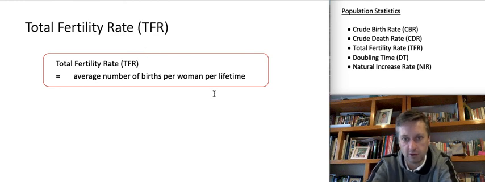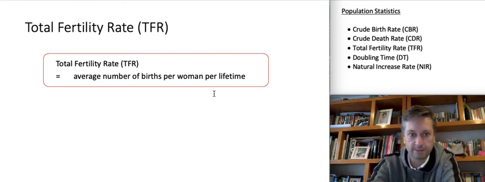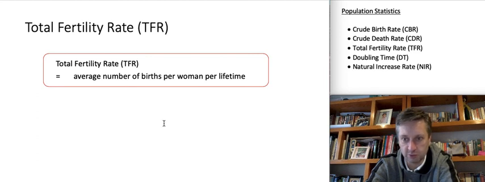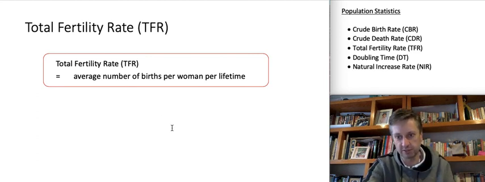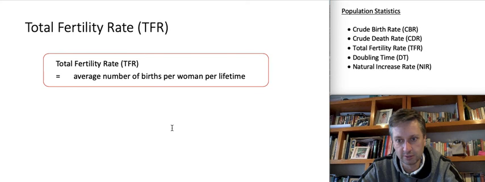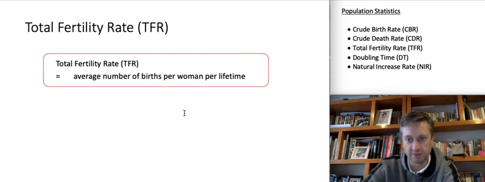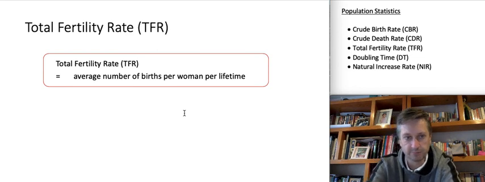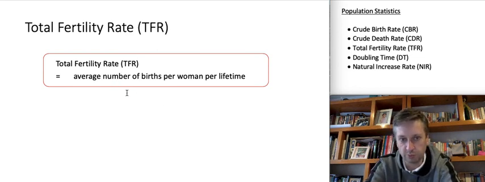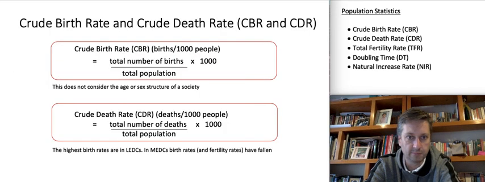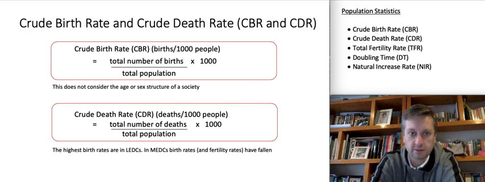Obviously, I'm not suggesting that a woman has more than one lifetime, but it's just to make the point that you could talk about fertility rate of specific age groups, specifically of women. In this case, we're talking about whole lifetime fertility rate. So total fertility rate, the average number of births per woman per lifetime. Please remember that.